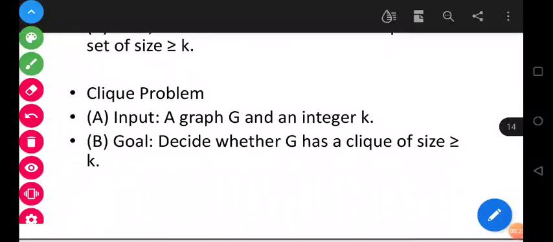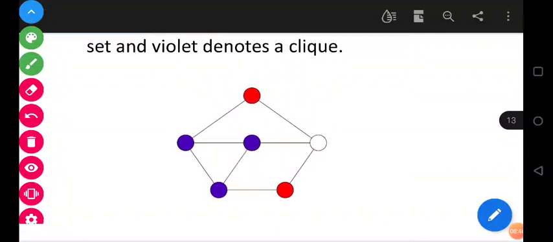Similarly, a clique problem asks, given a graph and an integer k, to decide whether G has a clique of size greater than or equal to k. So for our previous example, if I ask whether this graph has a clique of size greater than or equal to 4, the answer will be no. And if I ask whether this graph has a clique of size 3 or less, the answer is yes, because it has a clique of size 3.